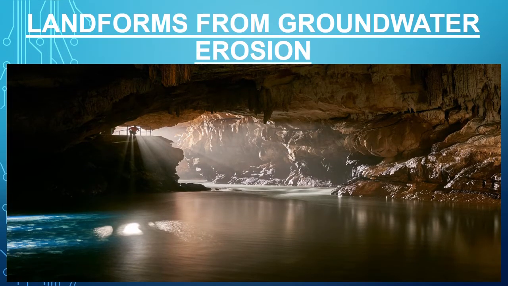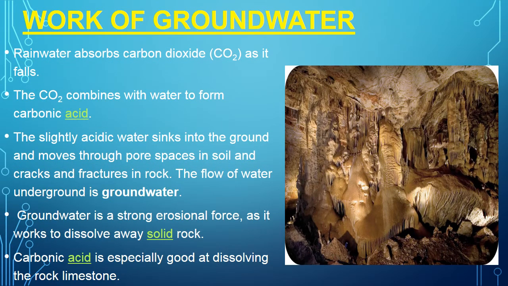We are going to study the different landforms created by groundwater and how groundwater can also cause erosion. So, work of groundwater. Rainwater absorbs carbon dioxide as it falls, and this carbon dioxide combines with the water to form carbonic acid.